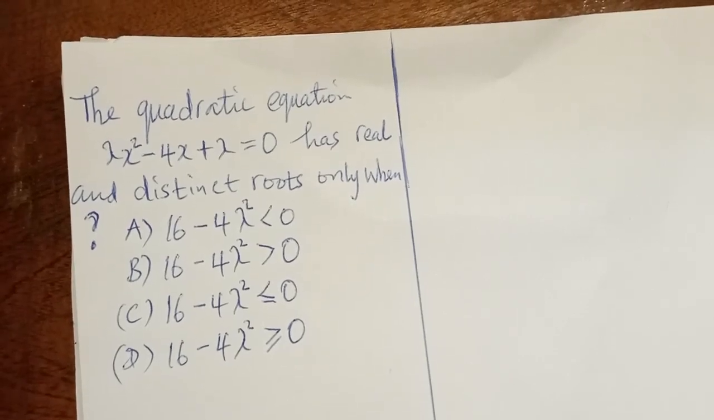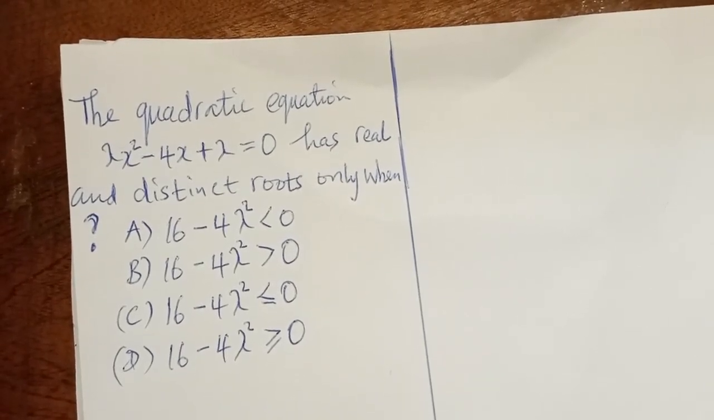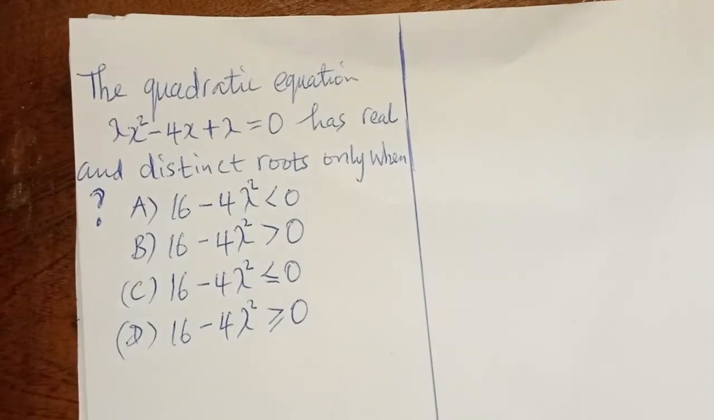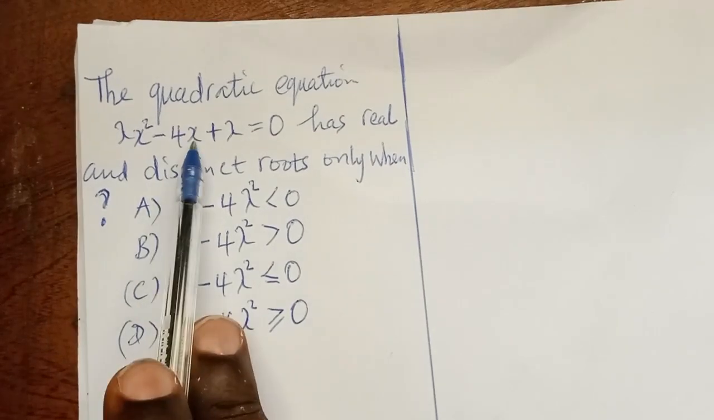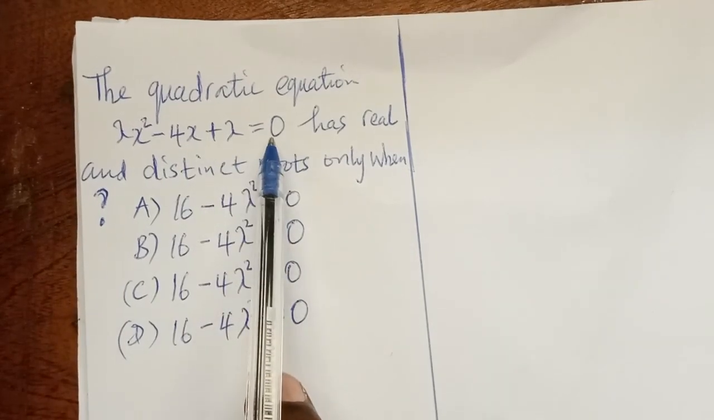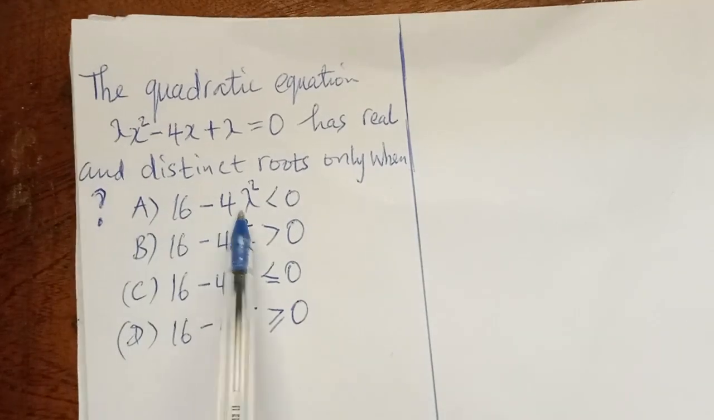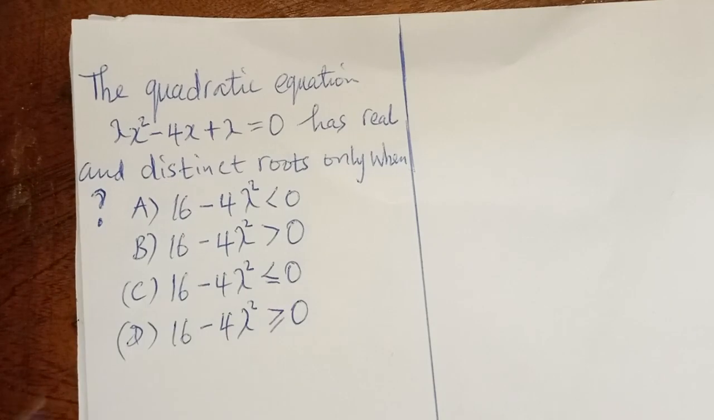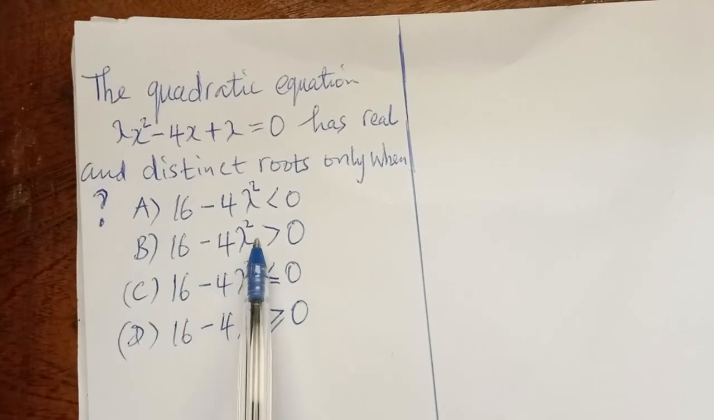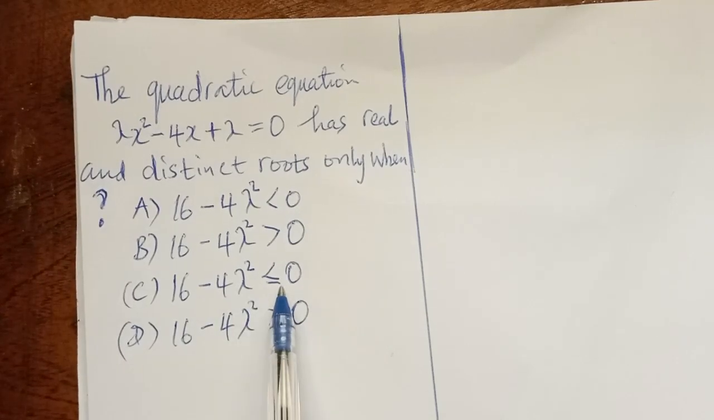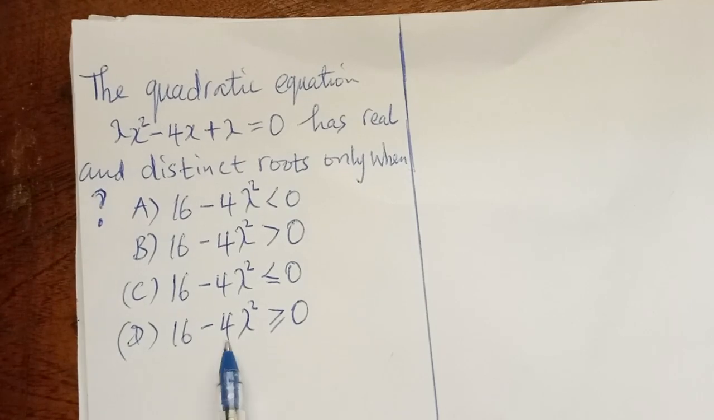Looking at this quadratic equation, we are being asked to choose the correct answer from those given. I'll read it out for you. The quadratic equation lambda x squared minus 4x plus lambda is equal to 0 has real and distinct roots only when: a, 16 minus 4 lambda square is less than 0; b, 16 minus 4 lambda square is greater than 0; c, 16 minus 4 lambda square is less than or equal to 0; and d, 16 minus 4 lambda square is greater than or equal to 0.